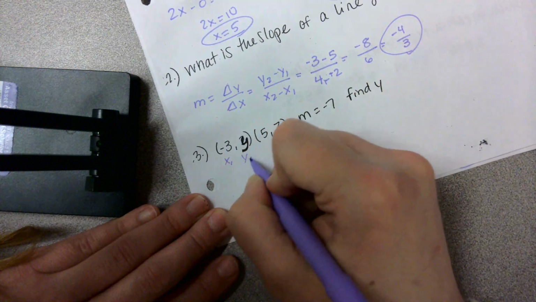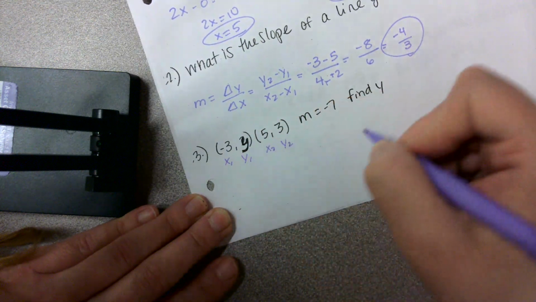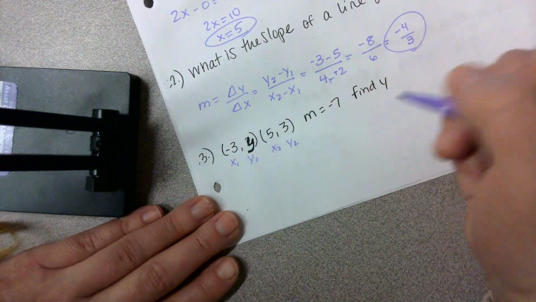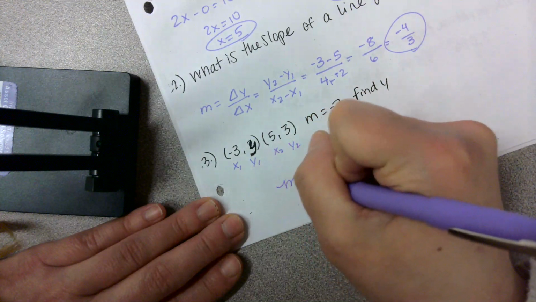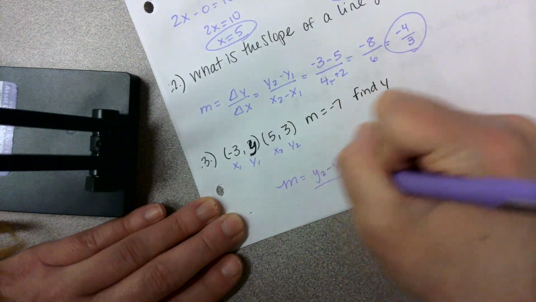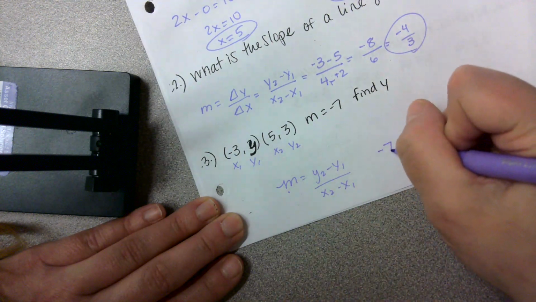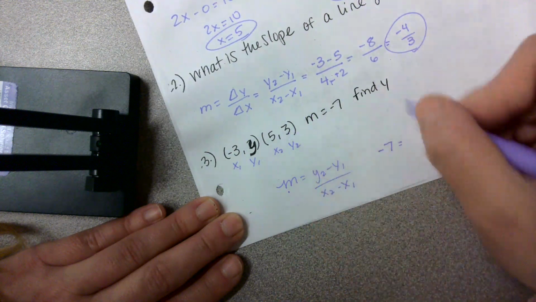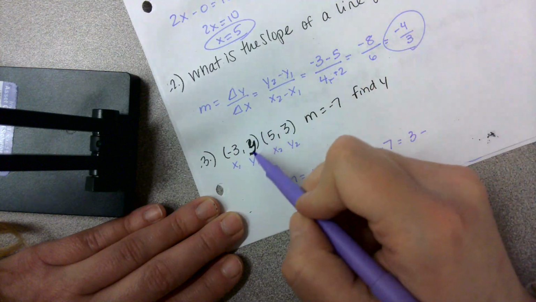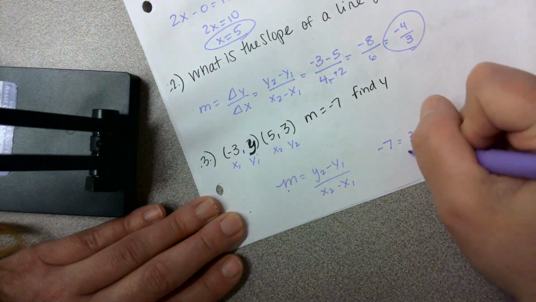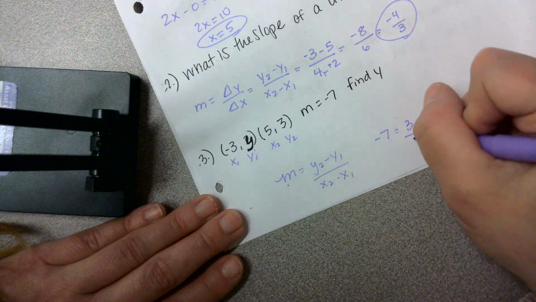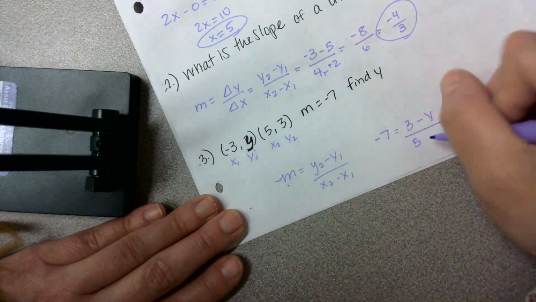x1, y1, x2, y2. They want you to find y. Well, we know what slope is. It's y2 minus y1 over x2 minus x1. We know what m is. M is negative 7. y2 is 3. y1 is y, all over x2, x1.